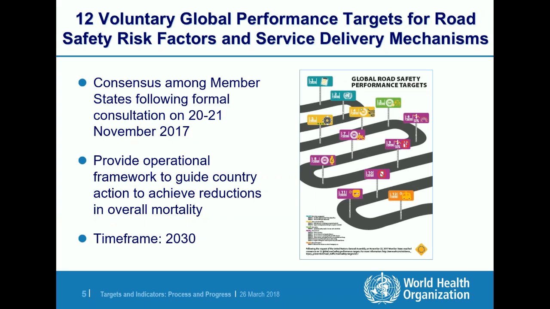So as I mentioned, the voluntary global performance targets for road safety risk factors and service delivery mechanisms, which I'll refer to simply as the global targets from here on out, were agreed upon by member states following a formal consultation that took place on the 20th and the 21st of November in 2017 here in Geneva, Switzerland. These targets provide an operational framework to guide country actions to achieve the reductions in overall mortality that are being called for by the SDG. And very importantly, they have a time frame of 2030, which provides a little bit more time to achieve and implement many of these activities.